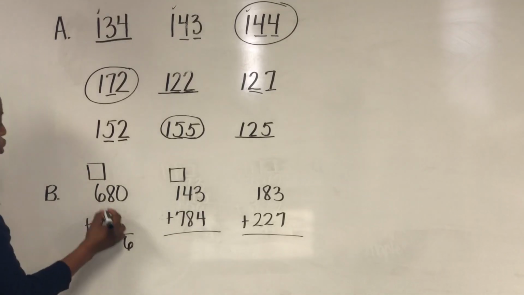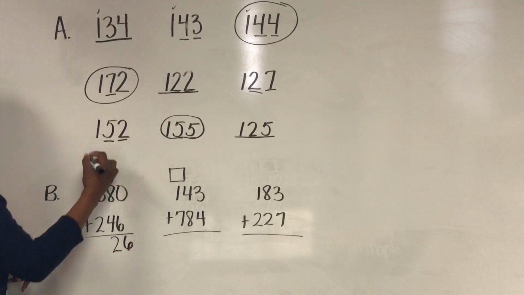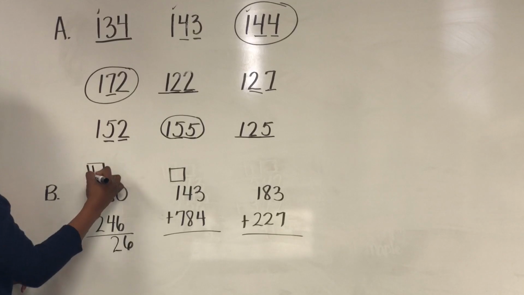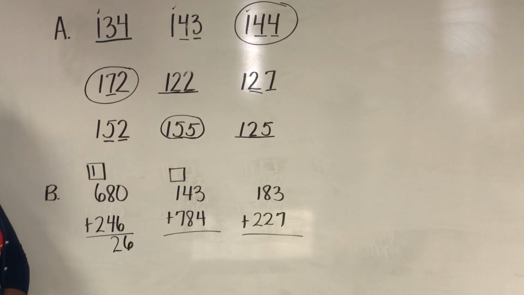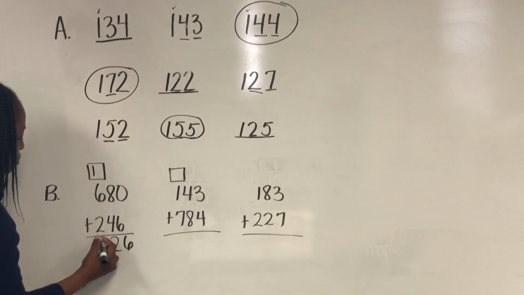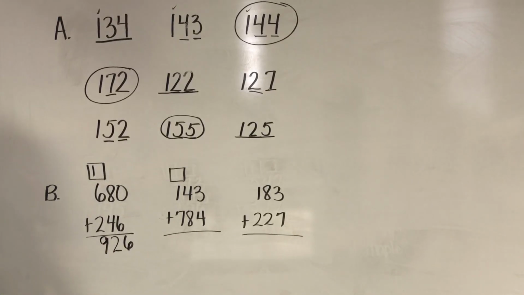So we're going to put the 2 in the 12 tens in the tens column, and then we're going to move the 1 to the hundreds column. Now, what's 1 plus 6? 1 plus 6 equals 7. What's 7 plus 2? 7 plus 2 equals 9. So therefore, 680 plus 246 equals 926.